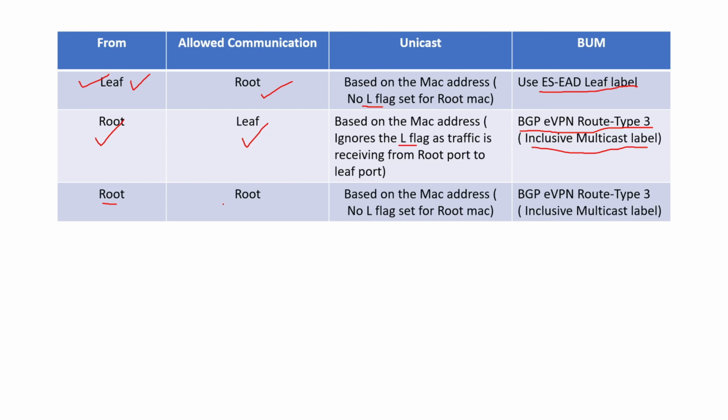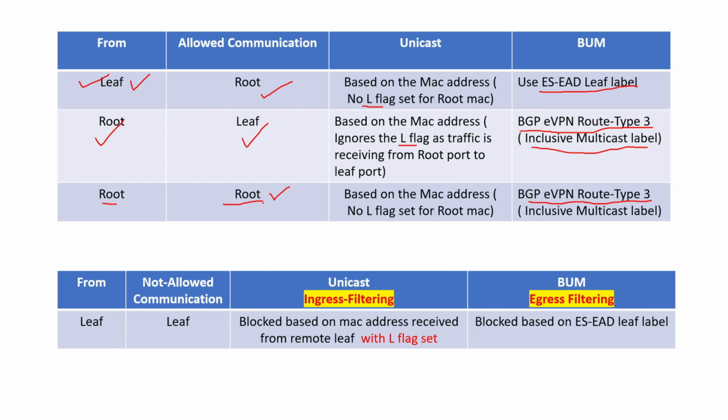Root to root communication is allowed, but it will see that the destination MAC address is received from the root and there is no L flag set because it's received from the root, and the BUM traffic is as usual BGP EVPN route type 3. So this is about the allowed communication.